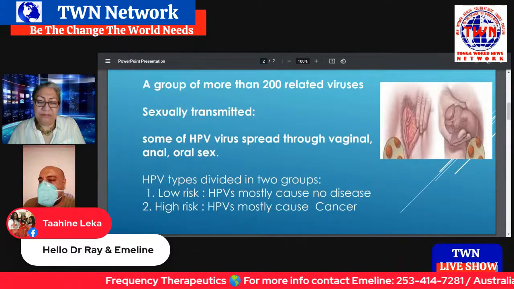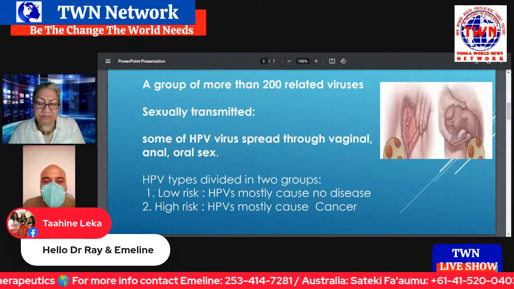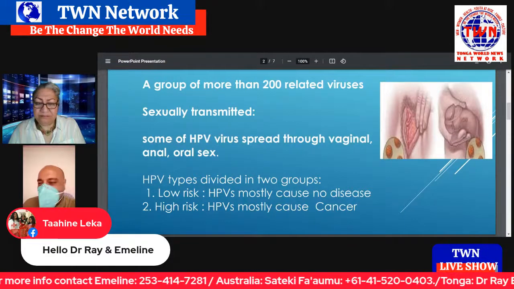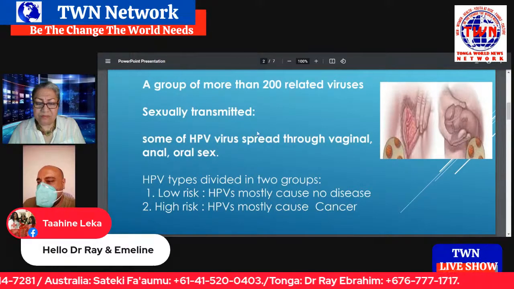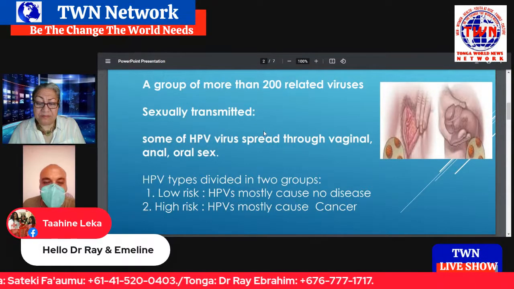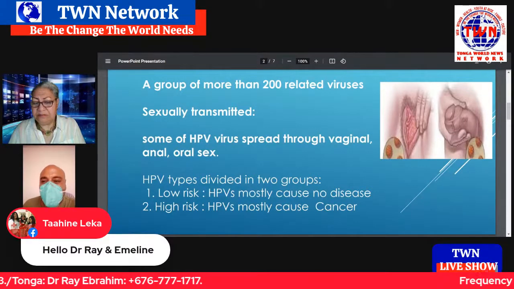The low-risk type of HPV does not cause any disease. The other group of HPV causes cancer. Let's start with cancer when we go to page three, Dr. Ray.